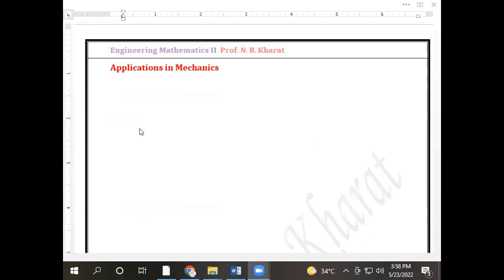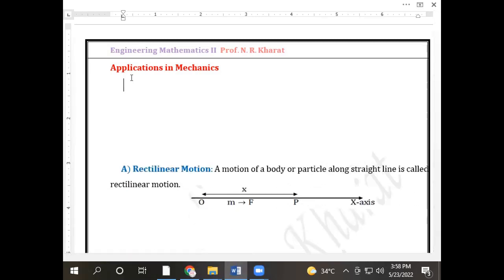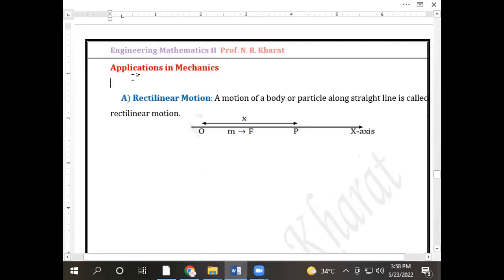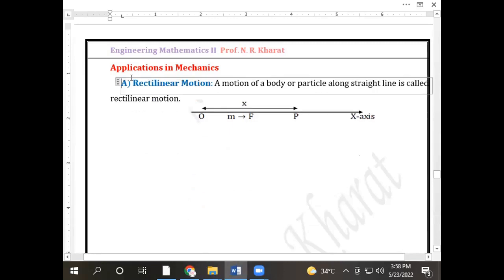We should know what is meant by velocity, acceleration, and displacement. Basically we know all these concepts. We will start the first topic in application in mechanics, rectilinear motion. First we need to know what is meant by rectilinear motion.